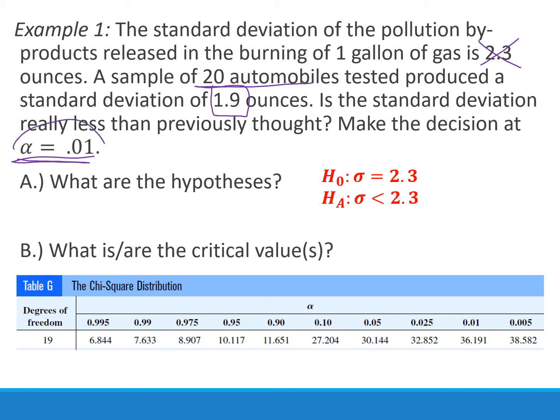Critical values, alpha of 1%. We're doing a left-tailed test, which equates to that number there. We're on 19 degrees of freedom because we have a sample size of 20. So our critical value is 7.633.